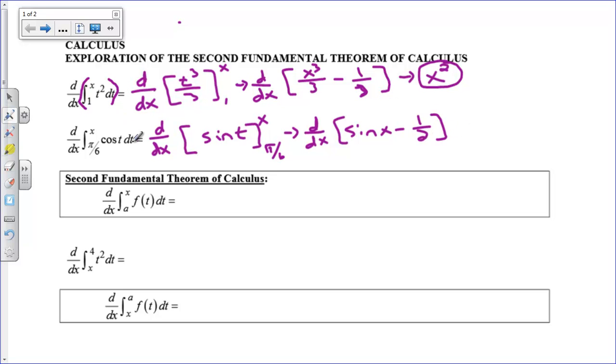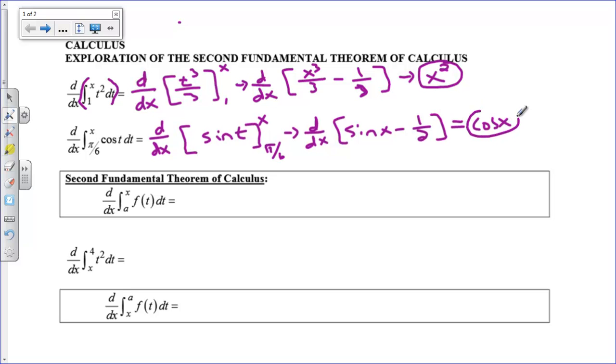Alright, so I've done the integral, I've worked inside out, so now I'm going to take the derivative of my answer. The derivative of sine of x is cosine x, and the derivative of 1/2 is 0. I don't care what that number was, I don't even care if it's 50 or a billion, that's always going to go away. So my answer here is cosine x.